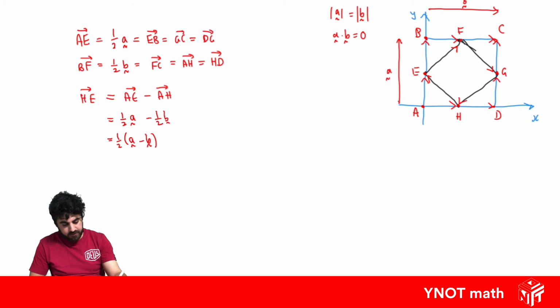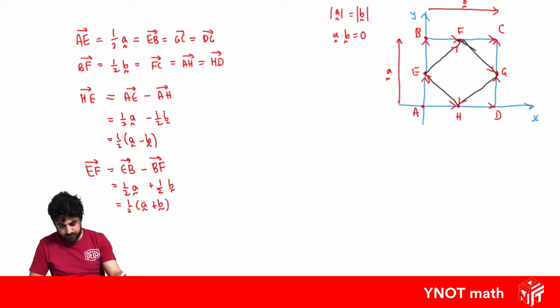In a similar way, we can get an expression for EF using vector EB plus vector BF, and this will just be a half of A plus a half of B, and we get a half of A plus B.